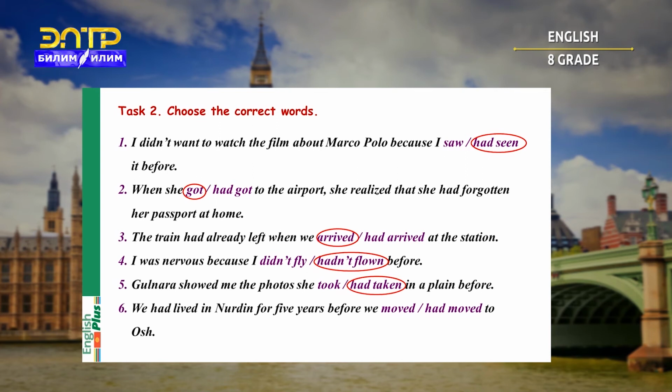The last sentence, number 6. We had lived in Nurdin for 5 years before we moved to Osh. Here, first we had lived in Nurdin for 5 years and only after that we moved to Osh. So we should use just past simple form. Well done, good job.